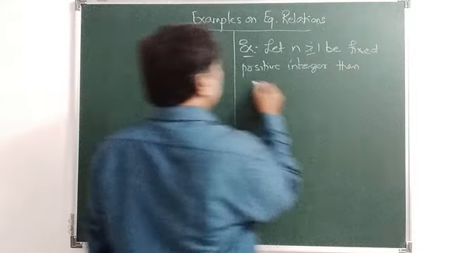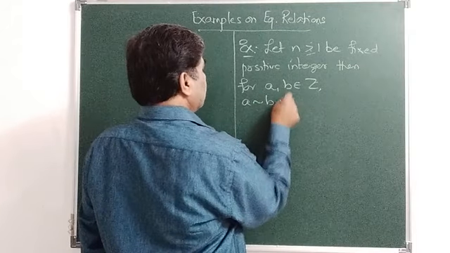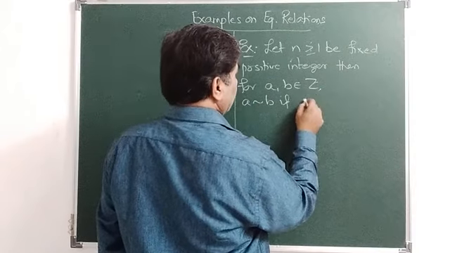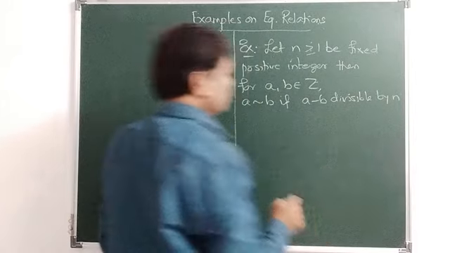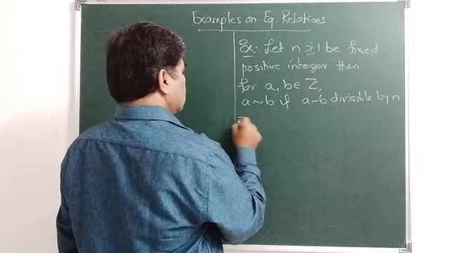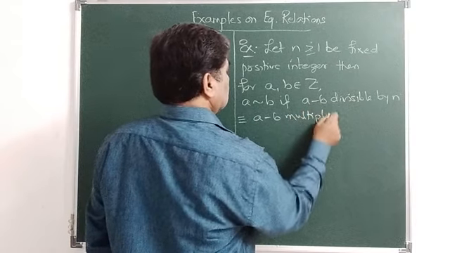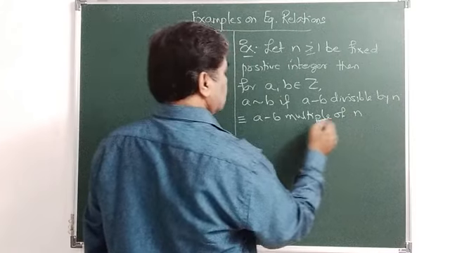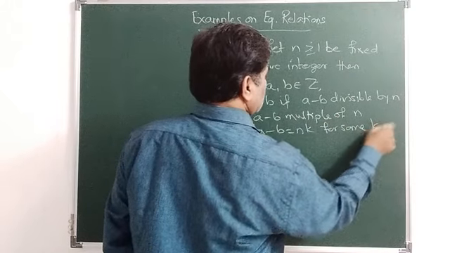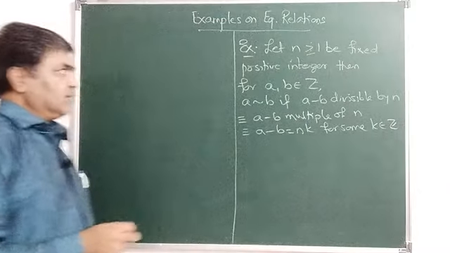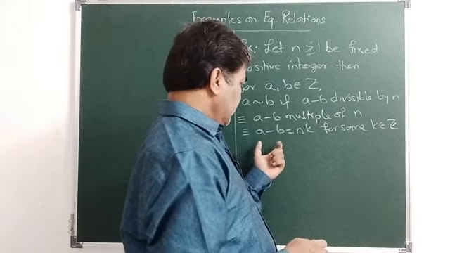Then for a, b belonging to Z, a is related to b if a minus b is divisible by n. This is equivalent to a minus b is a multiple of n, equivalent to a minus b is equal to nk for some k belonging to Z. Two integers are related if their difference is a multiple of n, if the difference is divisible by n. Is it clear?